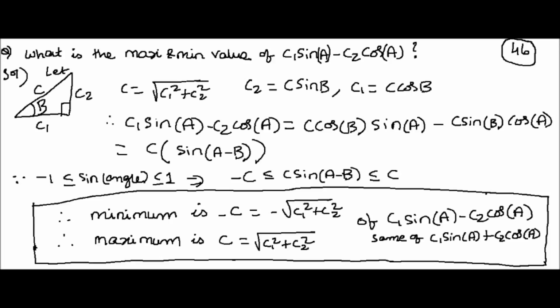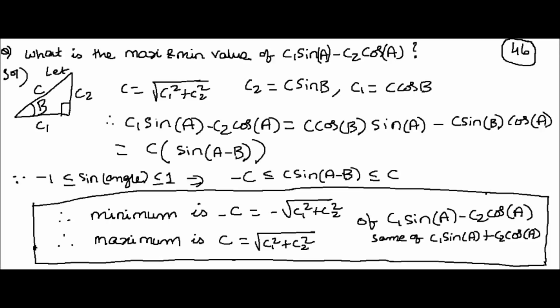Now C2 is nothing but C sin B, and C1 is nothing but C cos B. Substituting C2 and C1 in the original equation C1 sin A minus C2 cos A, it can be reduced to C of sine of A minus B. Sine of A minus B is a sine of an angle, which lies between minus 1 and 1. So C of sine of A minus B is between minus C and plus C. Therefore the minimum value is minus C, which is minus square root of C1 square plus C2 square, and the maximum is plus C, which is square root of C1 square plus C2 square.